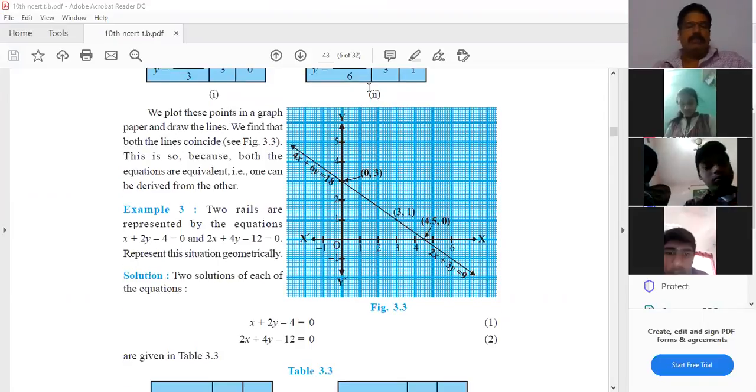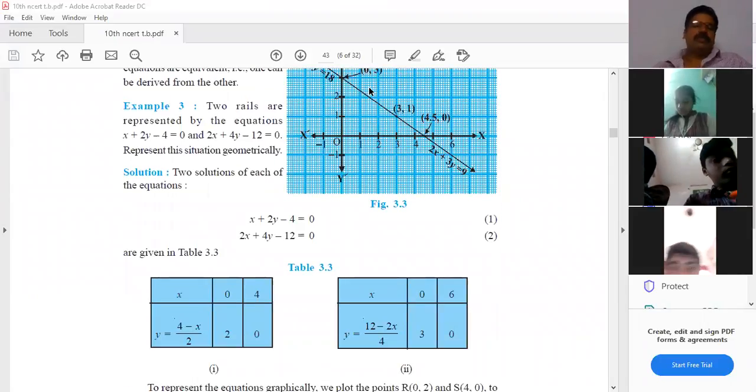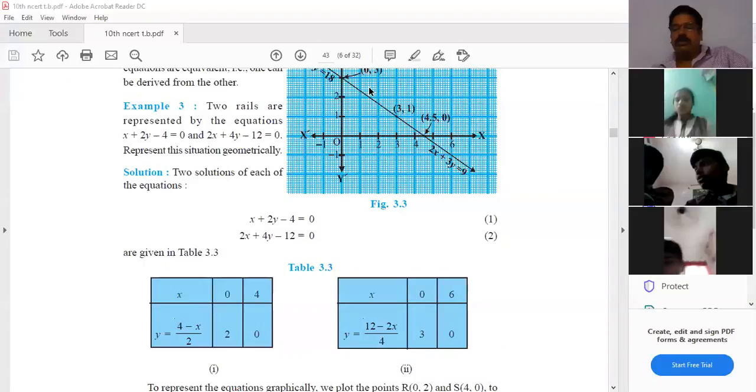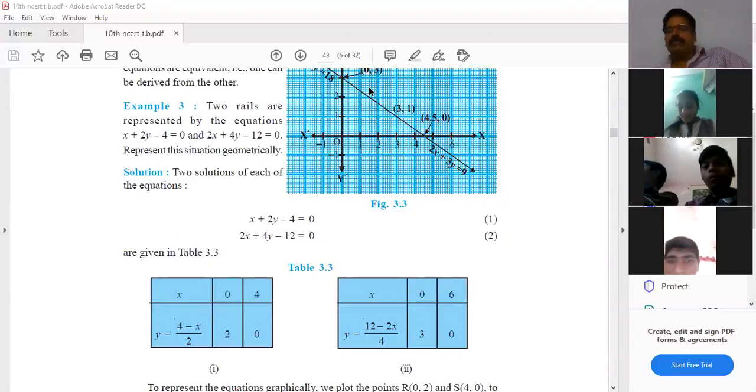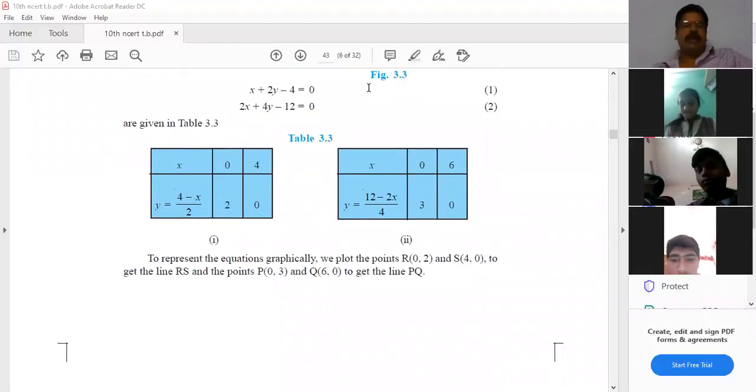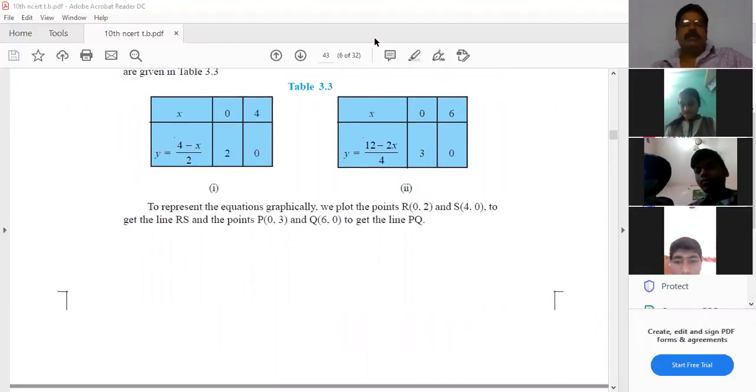Example 3 also: x plus 2y minus 4 equal to 0 and 2x plus 4y minus 12 equal to 0. This graph you also have to do. Draw this graph.